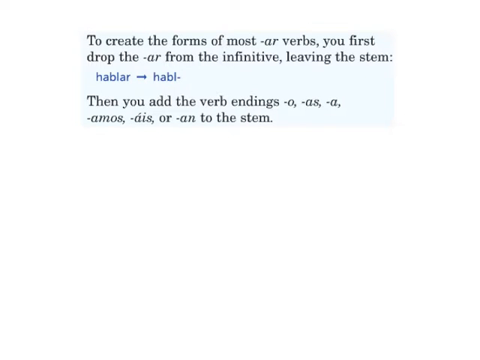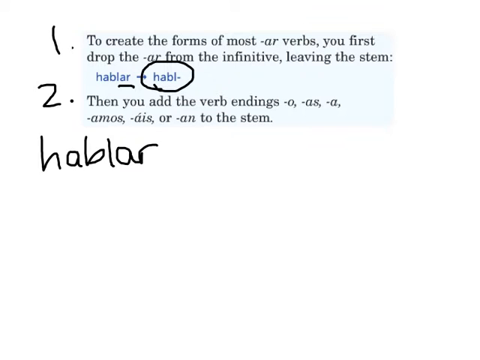Okay? We have 2 steps to conjugate verbs. Step 1, to create the forms of most AR verbs, any verbs that aren't irregular, that don't deviate from the rules, we will first drop the AR from the infinitive and leave ourselves with the stem. So what we have here is if we have hablar, that's to speak, that's the infinitive, and we're just going to erase the AR, and that leaves us with our stem, habl. Okay? The second thing that we're going to do is we're going to add the verb endings.